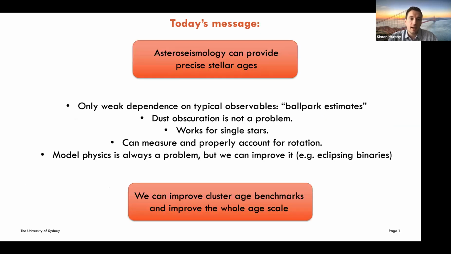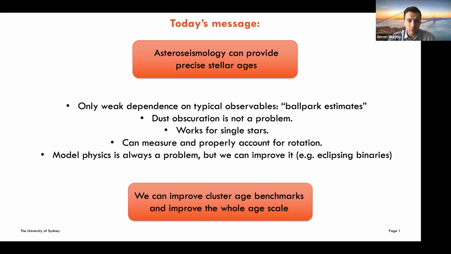My message to you today is that asteroseismology can provide precise stellar ages. There are only weak dependencies on the typical observables. So we might use, for instance, the stellar temperature as a ballpark estimate, but things like dust obscuration are not a problem. We don't need precise luminosities as a constraint. This also works for single stars, so you don't need an ensemble. And you can both measure and properly account for rotation.